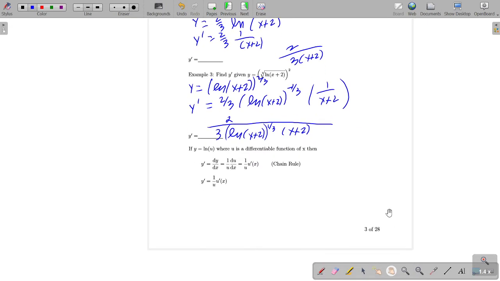So now what happens if we have the natural log of u, where u is a differentiable function. Notice we do have that here, but the derivative of x is 1, so we don't have to deal with it. So what we end up having is, when we want to take the derivative of the natural log of u, we get 1 over u du dx, which is u prime of x. So we end up having 1 over u times the derivative of whatever is in the log function.